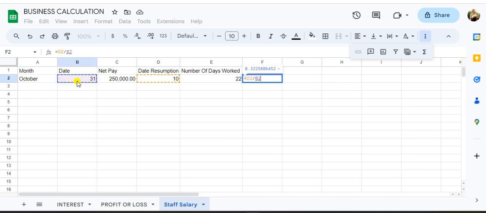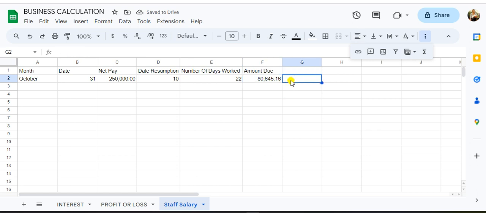Then we are going to multiply it by the net salary, which is 250,000 naira. So this person is going home with 80,645 naira, 16 kobo. Simple and short. This is the best way to calculate your staff salary, so you don't have to wait till the other month, and the person may be tired as well. So if you want to run a good organization and be fair to your staff, this is one of the methods you have to adopt.